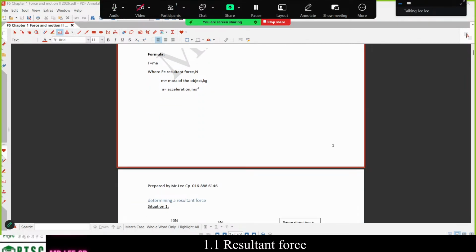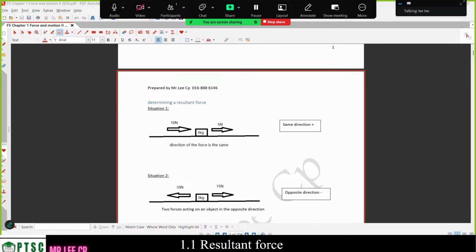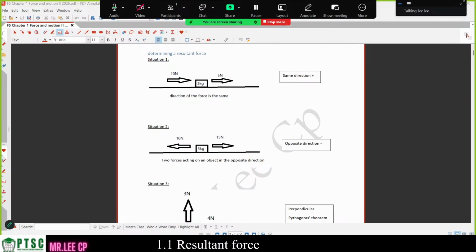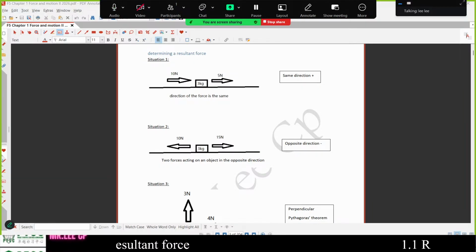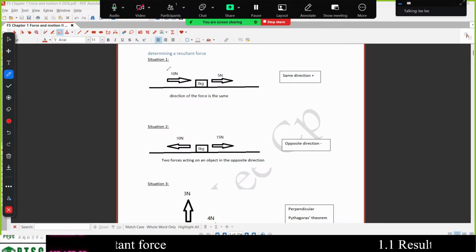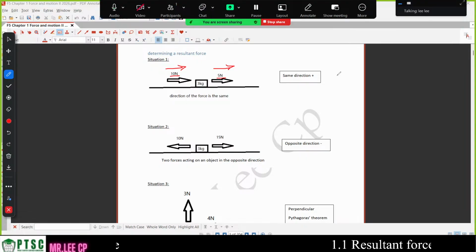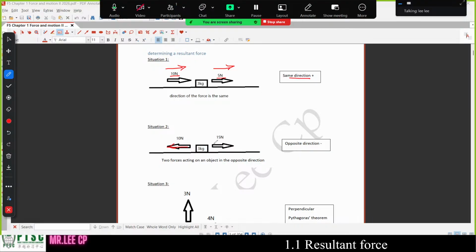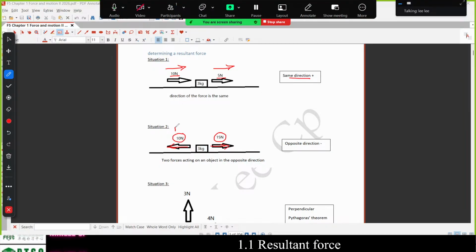All right. Now, first of all, we are going to see situation number 1. Determine the resultant force. If the forces are in the same direction, we just plus them. This one goes to the right, 10 Newton goes to the right, and this one also goes to the right. So 10 plus 5, you just plus them. If they are in opposite directions, you minus. We use the bigger minus the smaller. If this one is 15 and this one is 10, then 15 minus 10. Use bigger minus smaller one.